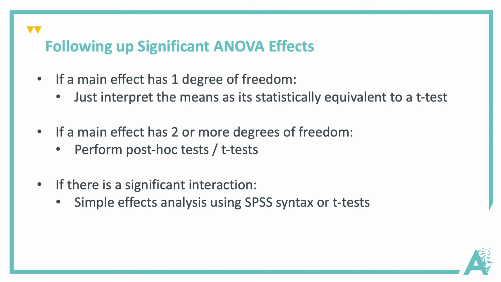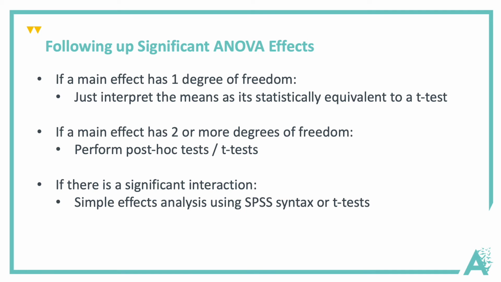When you have significant effects in a factorial ANOVA, you have different options. If the effect has 1 degree of freedom, like memory load, it's statistically equivalent to a t-test, so all you need to do is compare the marginal means for this factor. If you have 2 or more degrees of freedom in the main effect, you will need to conduct post hoc tests or apply your own t-test to follow up the pairwise comparisons.